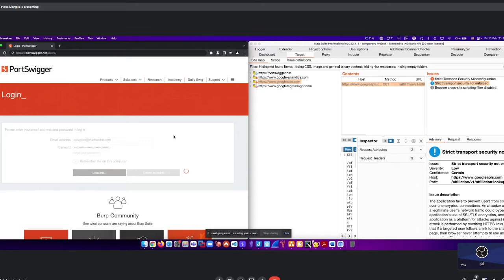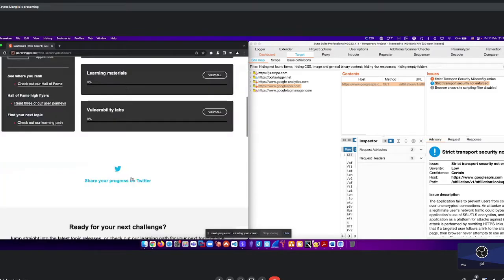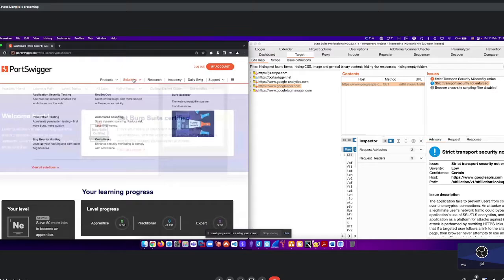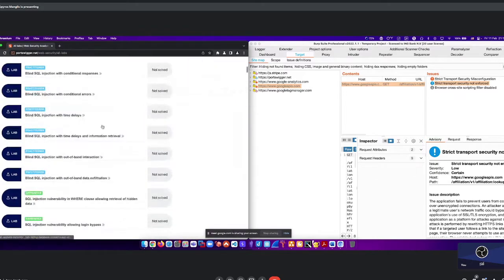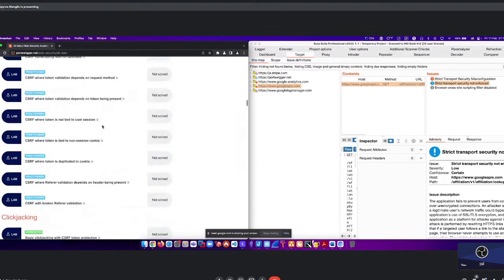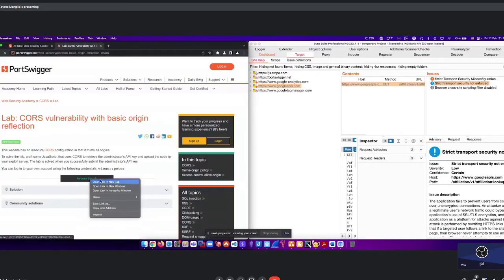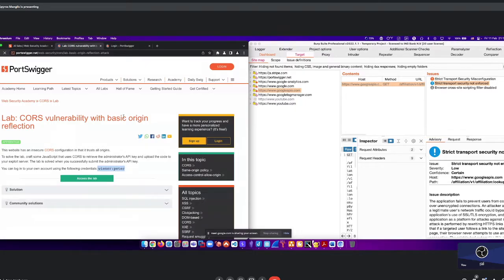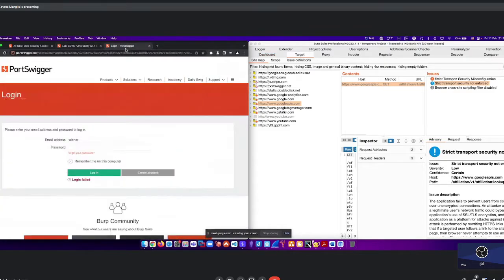To be honest, I've never used PortSwigger Labs, and when I noticed that I have to be registered, I was a little bit surprised. Let me go to the labs. Let me first find them here. Okay. So let's start with the first one. And let me read what is needed for the lab.